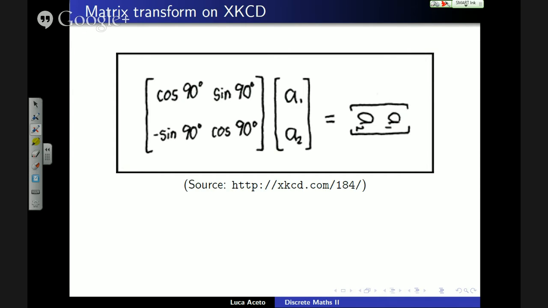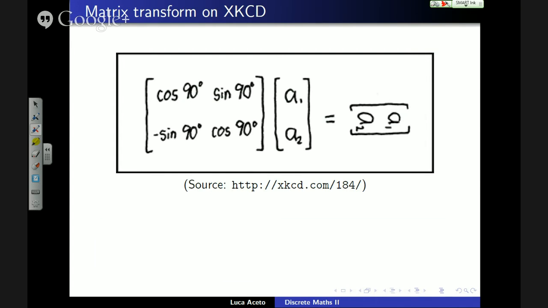But anyway, why is it, and in what sense, does this transformation take a vector which is horizontal and turn it vertical that way? Well, I hope that by the end of this part of this course session, you will be able to laugh at this very nerdy comic. So if you laugh, then it means we've been successful.